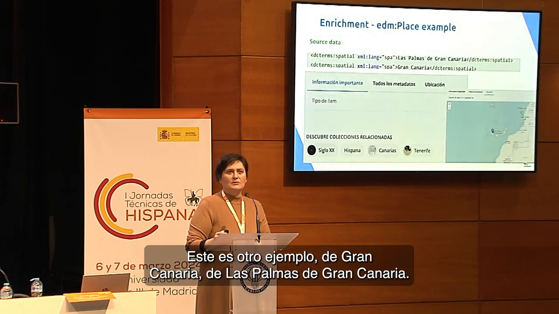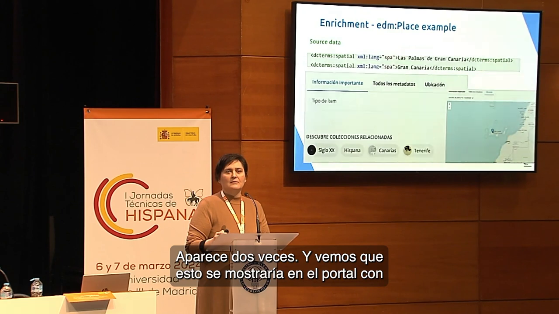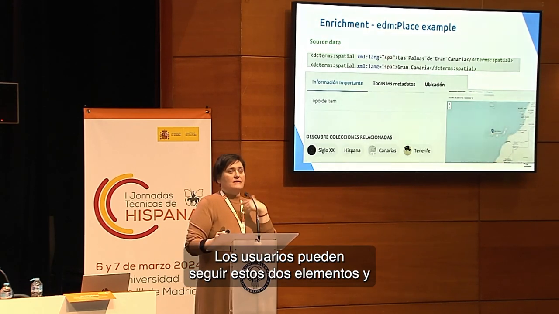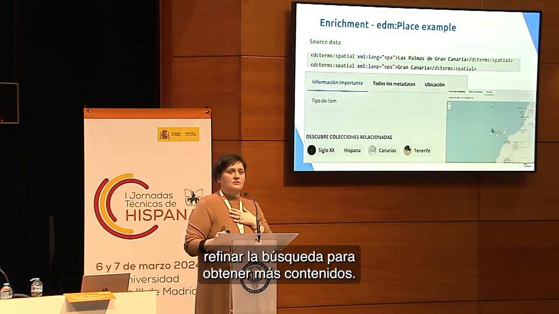This is another example from Gran Canaria and Las Palmas de Gran Canaria two times. Then we see here how this gets to be displayed on the portal with the map and also with the two entities, Canarias and Tenerife. And users can follow those entities and then refine their search into more content.